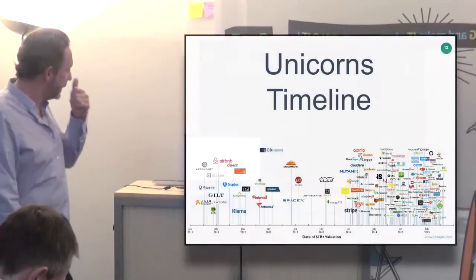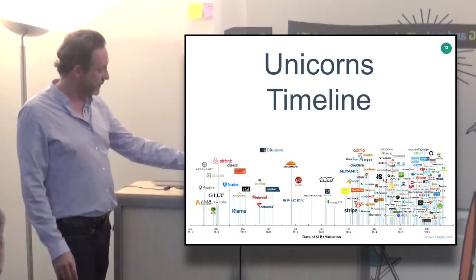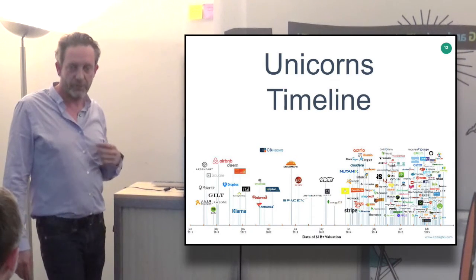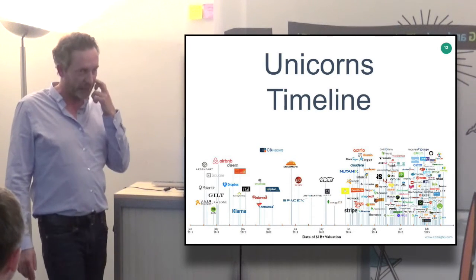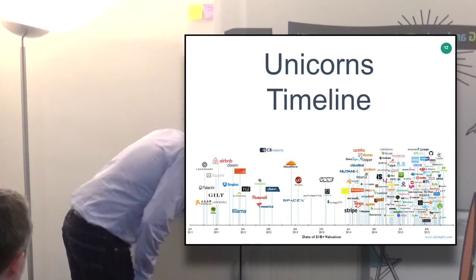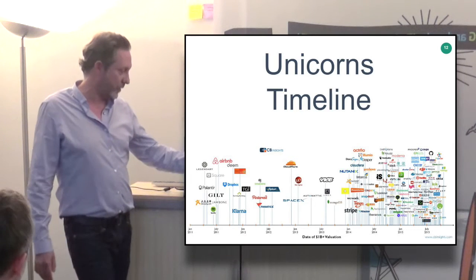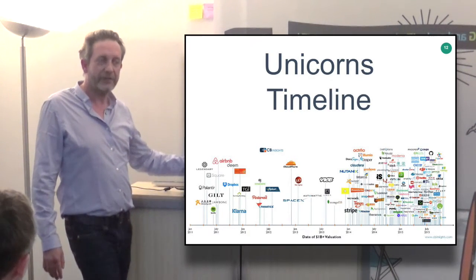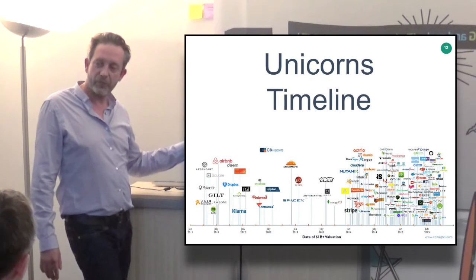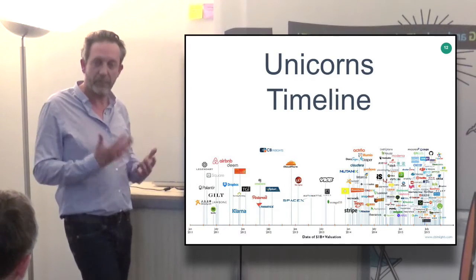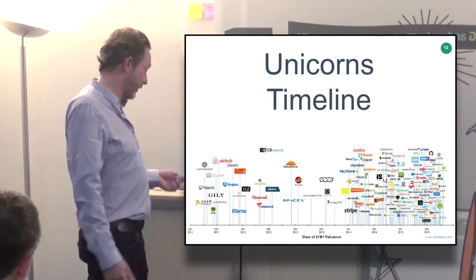Okay, so unfortunately you can't see the timeline, but the idea is to visually see the number of unicorns, those companies that reach 1 billion market cap, through time. So this graph starts at 2011, and back then there were just a few, and the more we progress through time, there are literally tens of unicorns coming every year now.